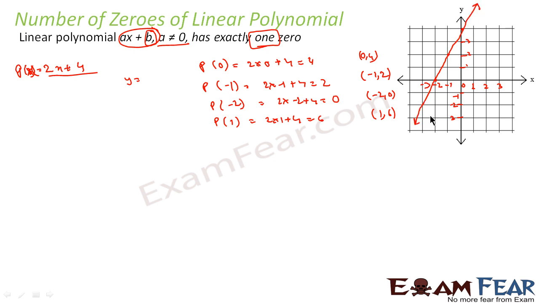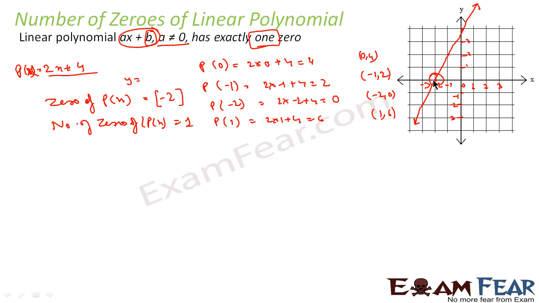Correct? So if you see, this graph meets the x-axis at this point. This is the point where it meets the x-axis. Now what we have to do? We have to find the x-coordinate. For this, the x-coordinate is nothing but minus 2. Correct? So we can say that the zero of P(x) is minus 2. And the number of zeros of P(x) is equal to 1, because there is only 1.